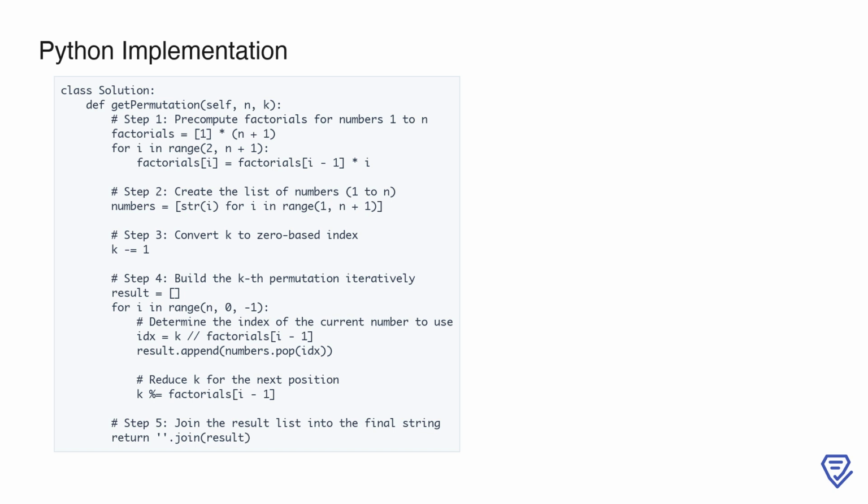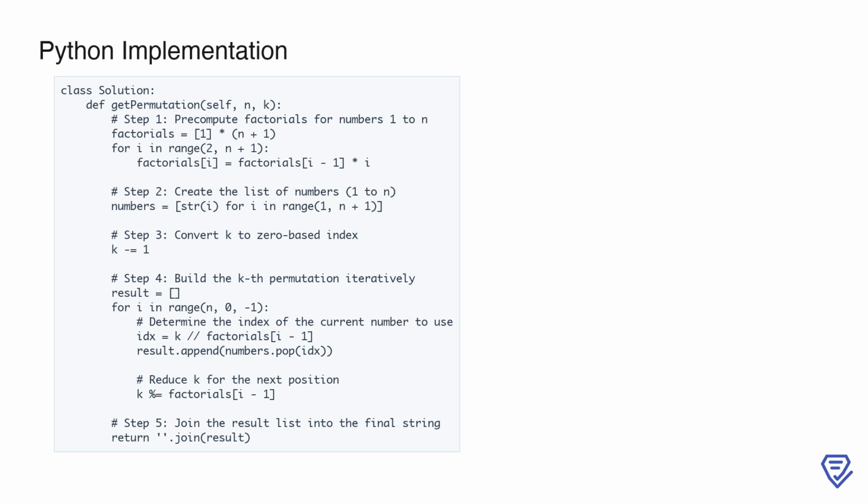1. Pre-computing factorials. We calculate factorials for numbers 1 to n and store them in a list. This helps us determine the size of permutations for each remaining digit as we build the sequence. 2. Building the numbers list. We create a list of strings representing the numbers from 1 to n.